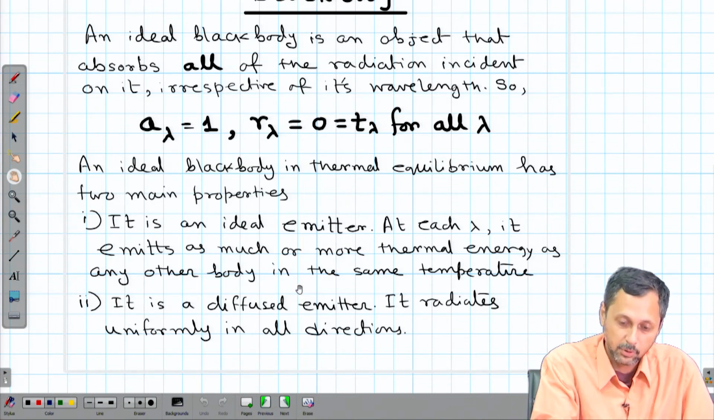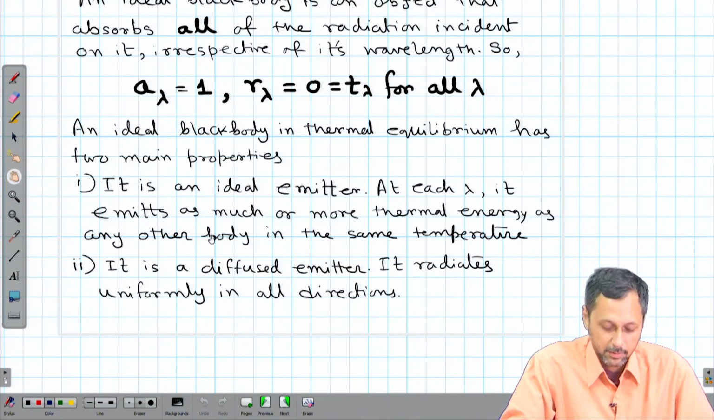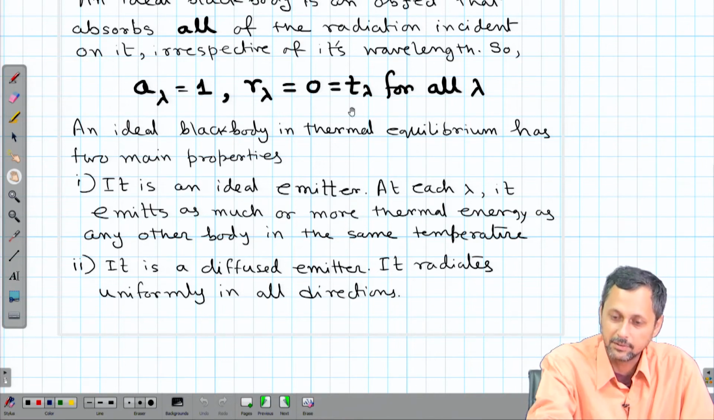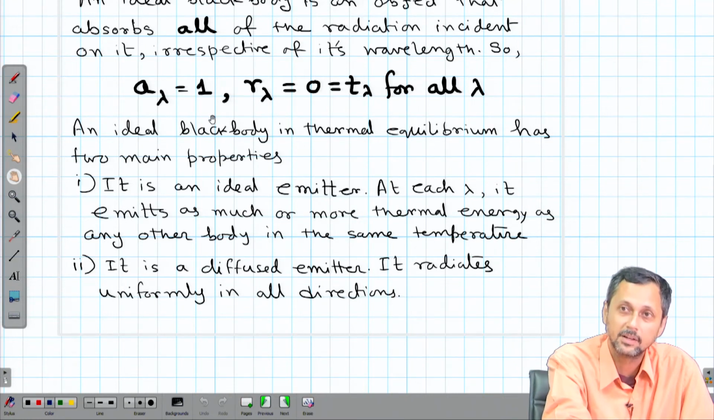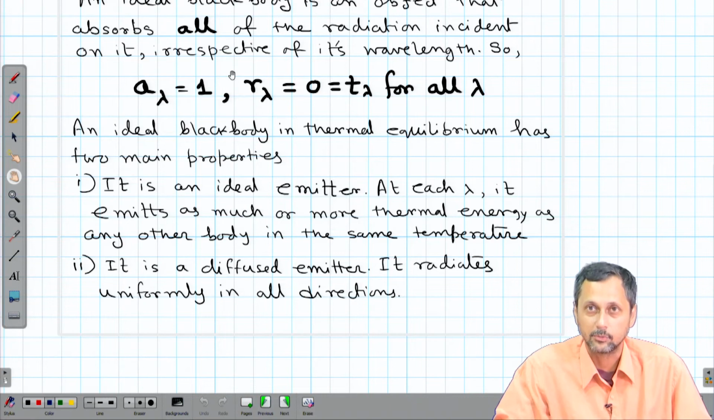So, we talk about black body as an ideal emitter, but mathematically speaking, a black body is defined by this simple relation. Now, it is just a natural thermodynamic consequence that if something is a very good absorber, if it has A lambda equal to 1, it will be a very good emitter as well, as we will see later.